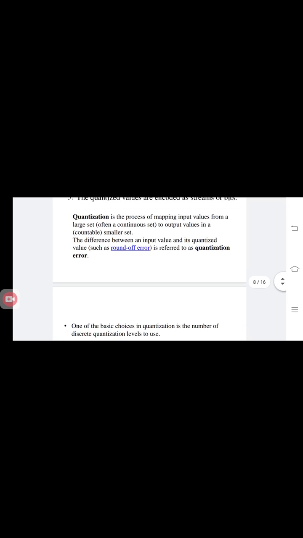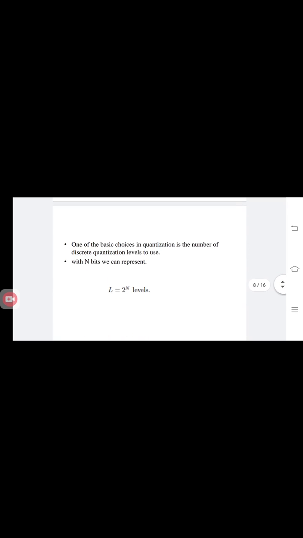One of the basic choices in quantization is the number of discrete quantization levels to use. The number of quantization levels in PCM is equal to 2 raised to n, where n is the number of bits in the digital data.